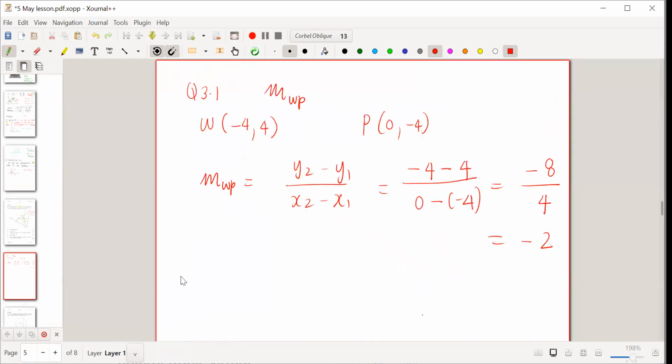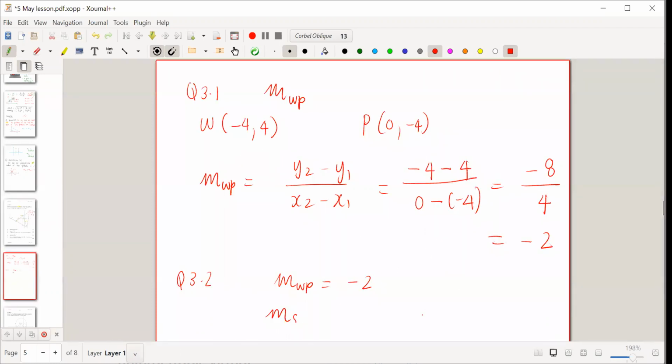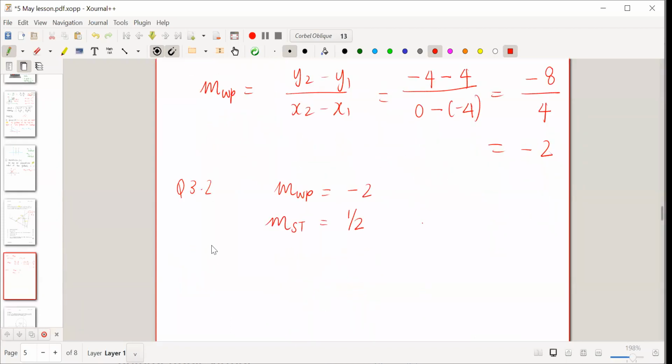So question 3.2, we have that the gradient of WP is equal to -2, and the gradient, which you had just told me, of the line ST is a half, right? So we need to check, is the product -1?